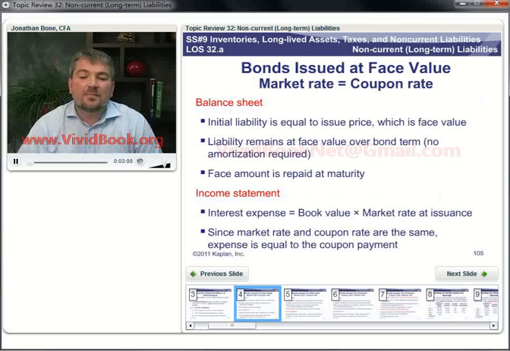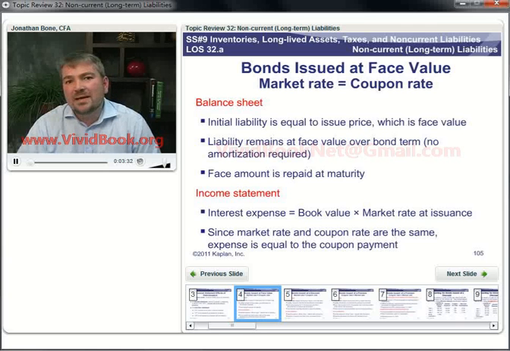Now let's have a look at bonds that are issued at their face value. In other words, a bond will trade at par when you issue it if the market rate at the time of issuance equals the bond's coupon rate. So in the balance sheet, that means the liability is simply going to equal the issuance price, which would be the bond's par value in this case. The liability is just going to sit there at par value over the life of the bond, because there is no discount or premium, and as a result we don't require any amortization of discount or premium.